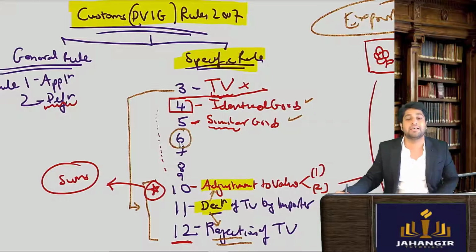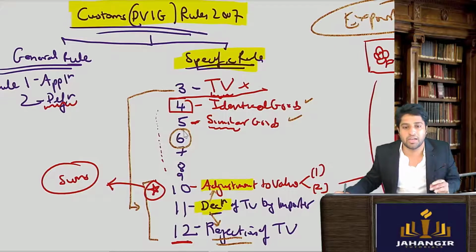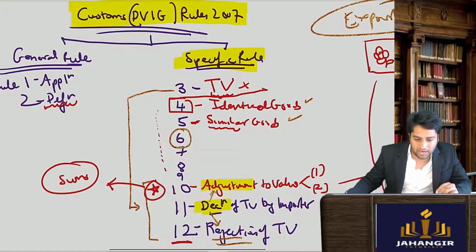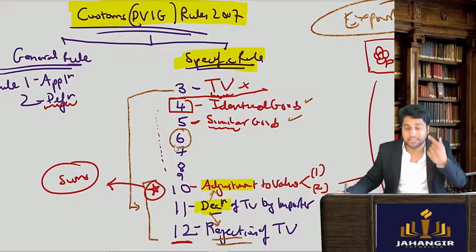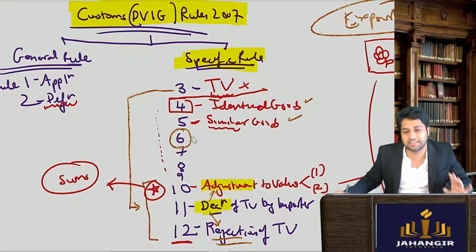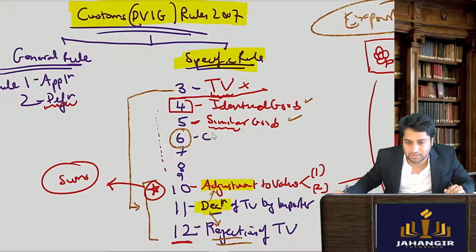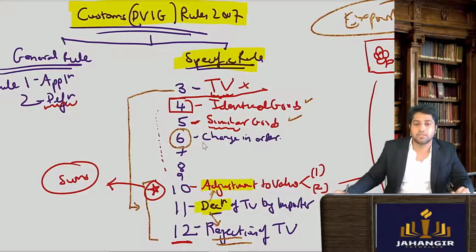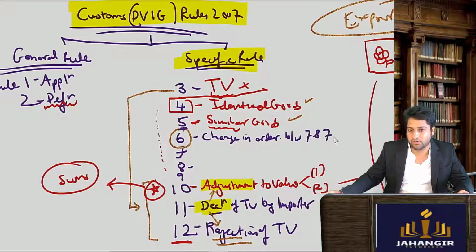Rule number 6 is really not a rule. It is not a rule. It simply says that after this rule, 7th nahi apply karna, you want to apply 8th. So this is called as a change in order. Change in order rule. So this itself is not a valuation rule. It is simply saying that after the 5th one, you don't want to apply the 7th and you directly want to apply the 8th, then you can do that. So change in order between 7 and 8 rule.